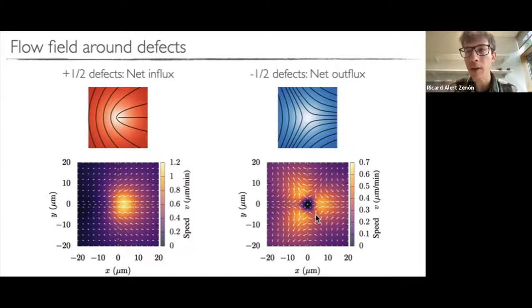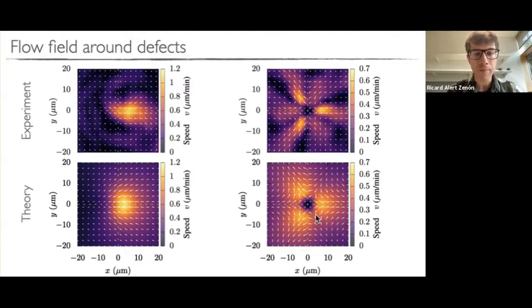So once we had these predictions and these explanations of the experiments, what we then did was to go back to our experimental colleagues and ask them to test these predictions in experiments. And so that's what they did. Katie Copenhagen measured the flow fields in her experiments, and that's what she found. And this essentially confirms our predictions that there's a net influx of cells into +1/2 defects, and this explains layer formation. And it also confirms the predictions for -1/2 defects, that there's this net outflux of cells from -1/2 defects, and therefore this explains the opening of holes, okay?